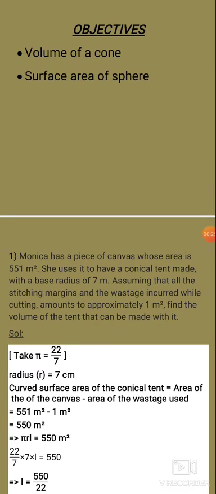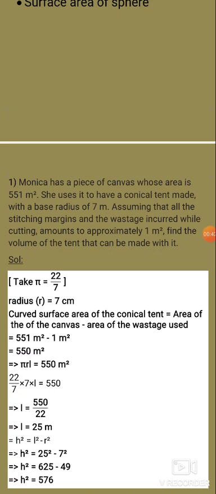Now, dear children, we know what is the volume of the cone? Yes, 1 by 3 pi r square h. We had discussed in the last class. Now some questions. Listen. Monica has a piece of canvas whose area is 551 meters square. She used it to have a conical tent made with a base radius of 7 meters. Assuming that all the stitching margins and the wastage incurred while cutting amounts to approximately 1 meter square, find the volume of the tent that can be made with it. Take pi is equal to 22 by 7.